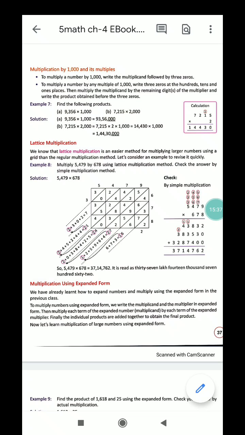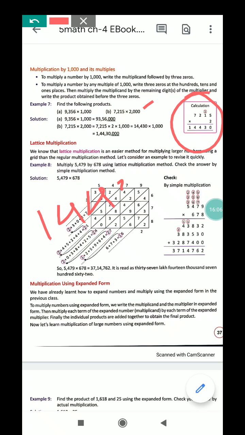Okay. Now let's take the example of 7B, so that you will be able to understand this one. 7B is 7,215 into 2000. So what we will do? Simply we will multiply 7,215 into 2. After multiplying this number, what we have got? 14,430, and for 1000 we will put 3 zeros. So we have got the required answer.